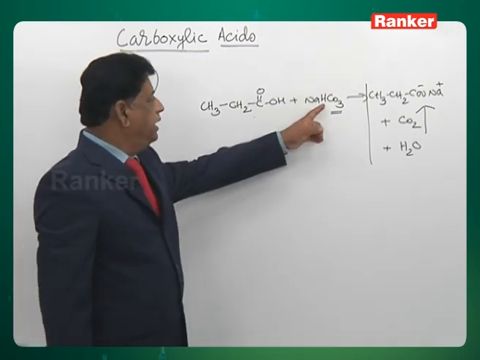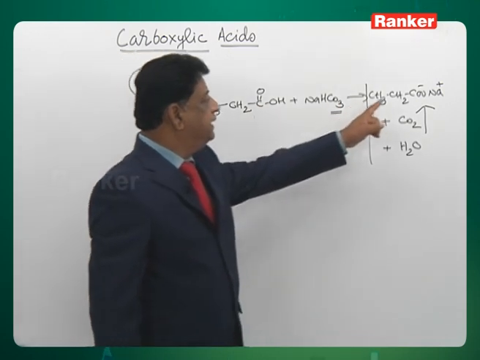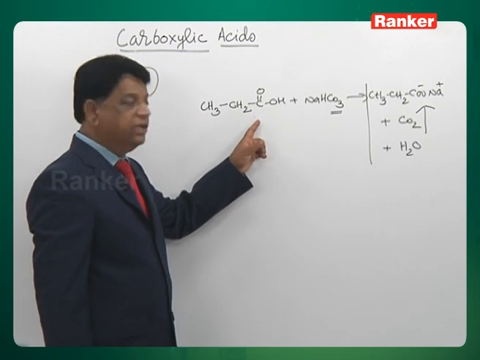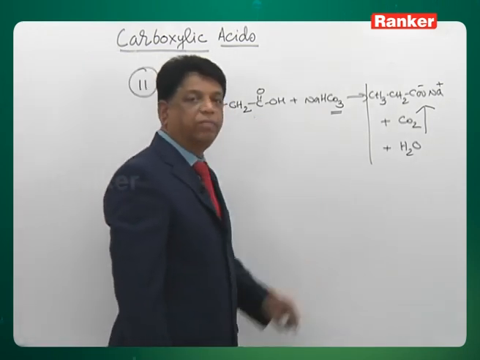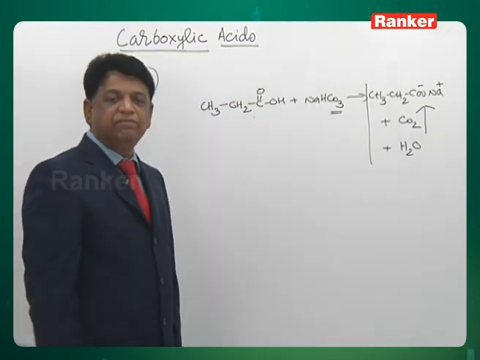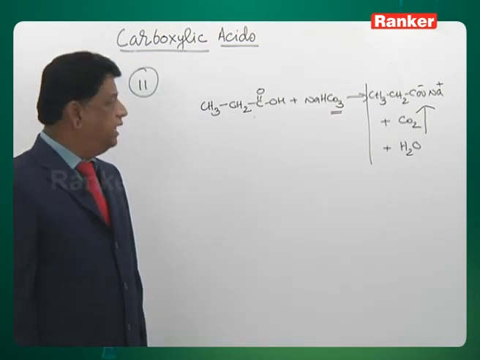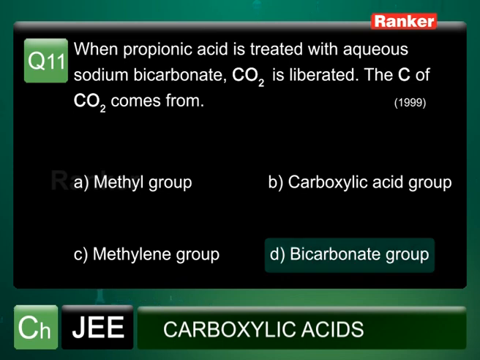In the bicarbonate, this carbon is there as it is, so do not expect that the carbon dioxide comes from the acid. The carbon dioxide is from the bicarbonate only. So the question is very clear now. The carbon dioxide comes from the bicarbonate group, so option D is the right answer.